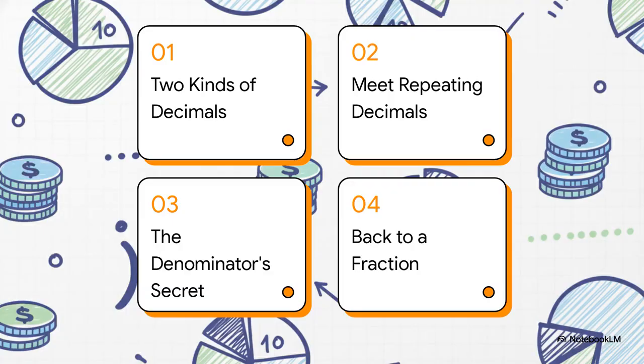So, here's how we're going to tackle this. We've got a simple 4-step plan. First up, we'll get to know the two basic kinds of decimals. Then, we'll zoom in on those special repeating ones. After that comes the really cool part. We're going to uncover a secret hiding in the bottom of the fraction. And finally, for the grand finale, we'll do a bit of math magic and turn one of those repeating decimals back into a fraction. You ready?